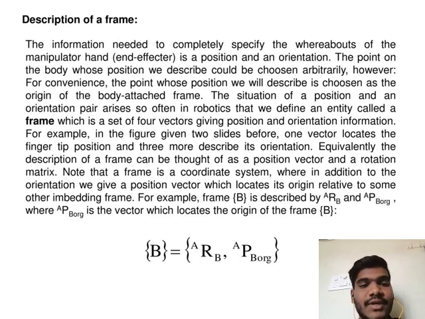Description of a frame. The information needed to completely specify the whereabouts of the manipulator hand is a position and orientation. The point on the body whose position we describe could be chosen arbitrarily. However, for convenience, the point whose position we will describe is chosen as the origin of the body-attached frame. The situation of a position and orientation pair arises so often in robotics that we define an entity called a frame, which is a set of four vectors giving position and orientation information.